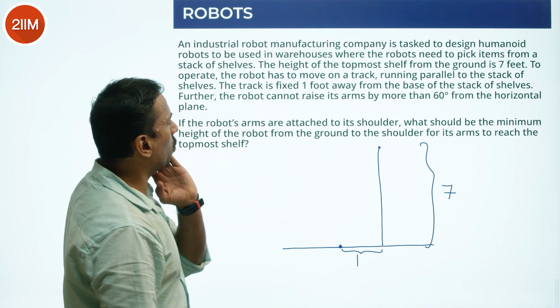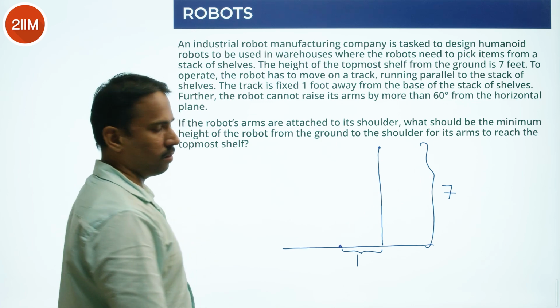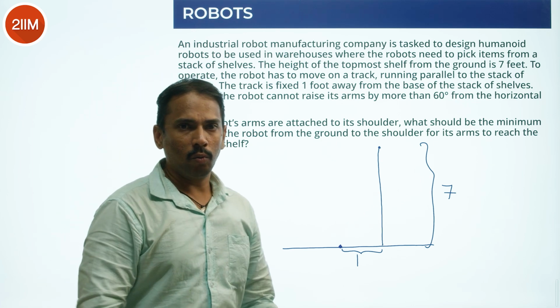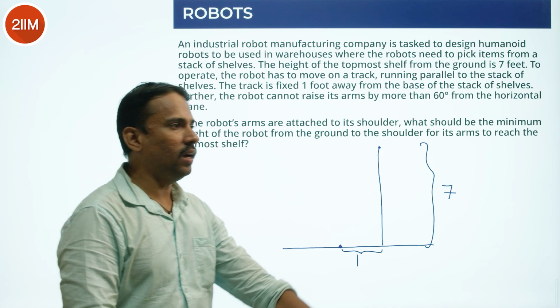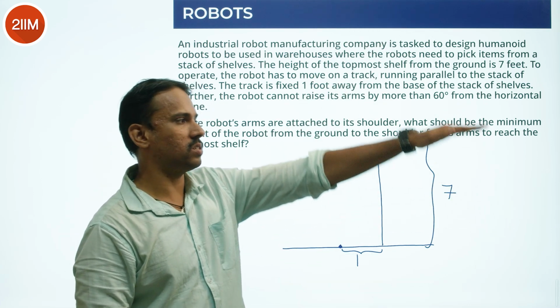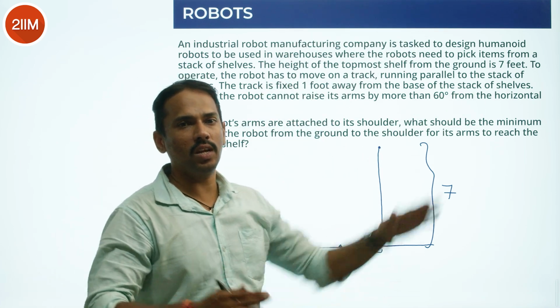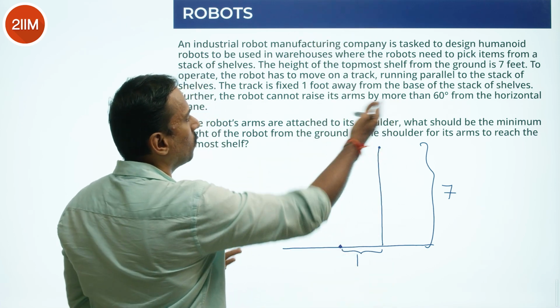Okay. Further, the robo cannot raise its arms by more than 60 degrees from the horizontal plane. So wherever the robo is, the robo needs to raise the hand. It can go till only 60 degrees. So it can be 0 degrees or maximum 60 degrees. It cannot go beyond. Anything more than 60 degrees, the robo can't raise. That's what they are mentioning here.